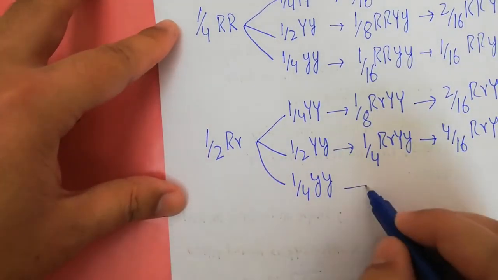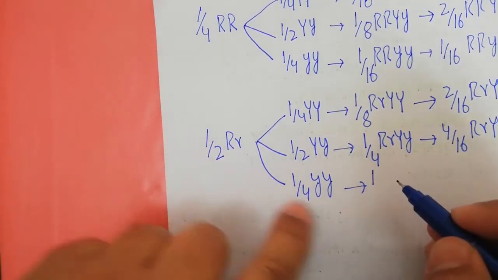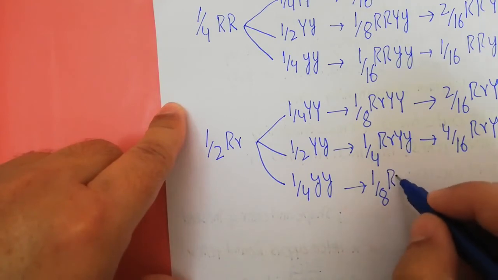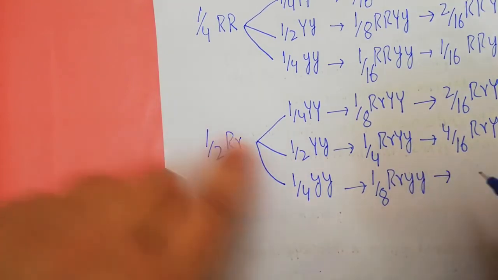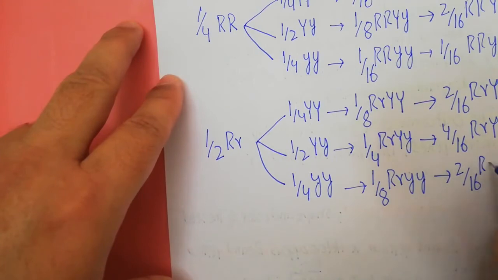If you cross this one with this one, 1 into 1 will be 1, 2 into 4 will be 8. And their genotype will be capital R, small y and small y. And out of 8 they are 1, out of 16 that will be 2 in number. So 2 out of 16 offspring will have a genotype like this one.